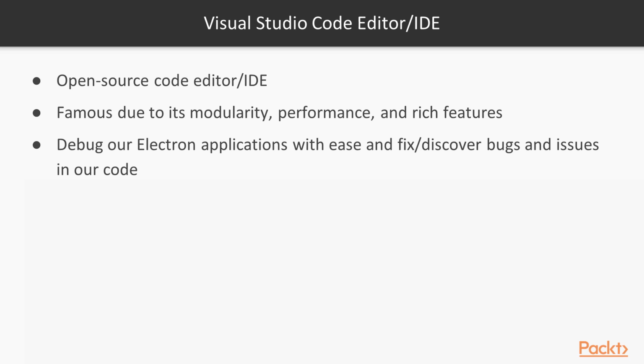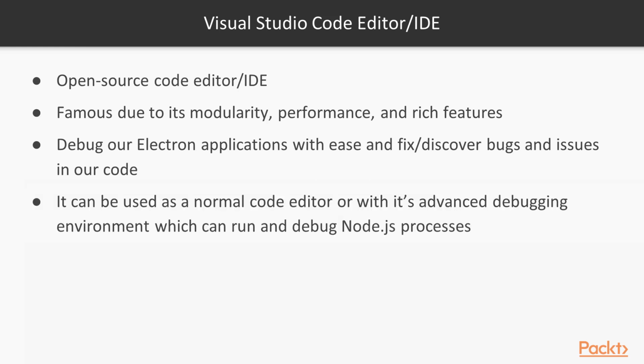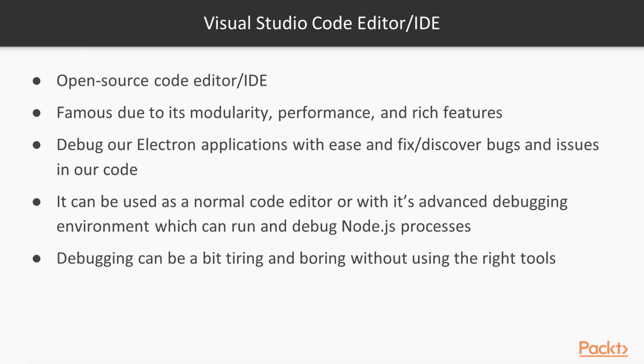Electron might be a little bit tricky when it comes to debugging since it has two processes. Visual Studio Code makes that easier for us through its own debugging environment, and it allows us to do that in an easy way without hassles. You can use it as a normal code editor or with its fancy debugging environment, which can run and debug Node.js processes. And of course, as Electron is based on Node.js, we can easily debug that too. Debugging can be tiring and a bit boring without the right tool sets and debuggers for quickly identifying bugs and fixing related issues.